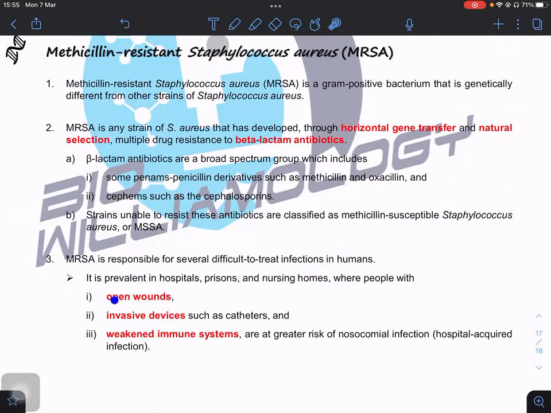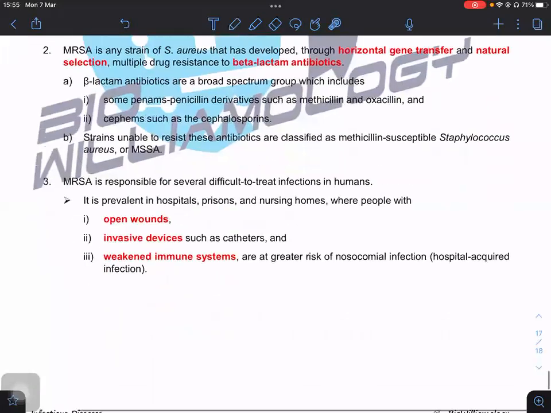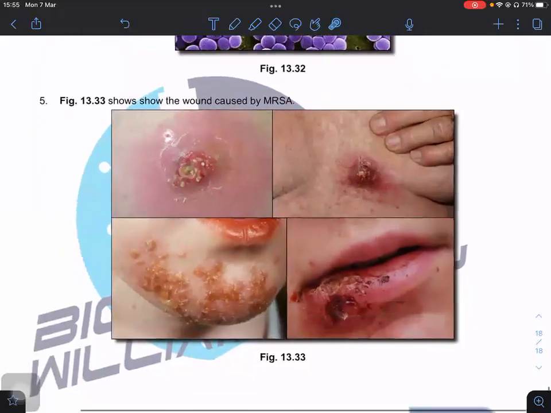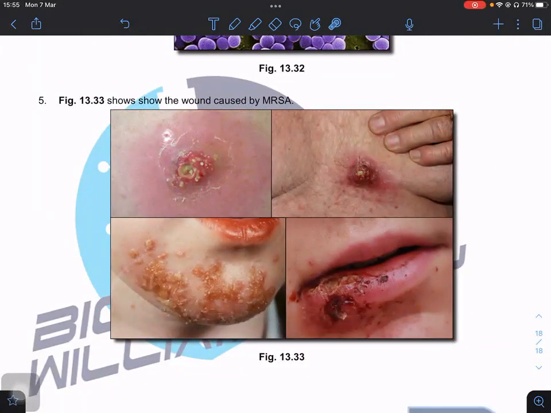MRSA is responsible for several difficult-to-treat infections in humans, for example in people with open wounds, invasive devices, and weakened immune systems. So it's difficult, and you can see the effect here. You can see the lesions. Those are the wounds caused by MRSA. This one is the non-severe case. For the severe one, this bacteria is basically a flesh-eating bacteria.